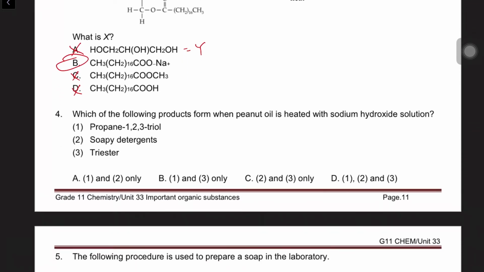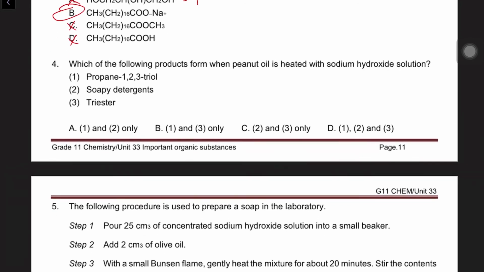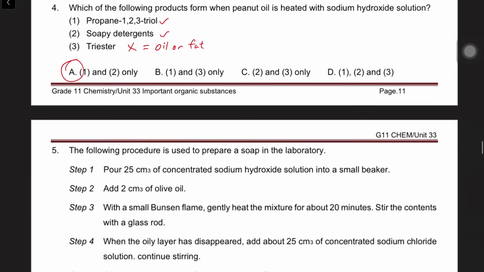Okay, and question 4. When peanut oil is heated with sodium hydroxide, what will be formed? So 1 is correct, 2 is correct. How about 3? Is it triester that will form? The answer is no, because triester is the oil or fat. It should not appear after being heated with sodium hydroxide. So the answer is 1 and 2 only.